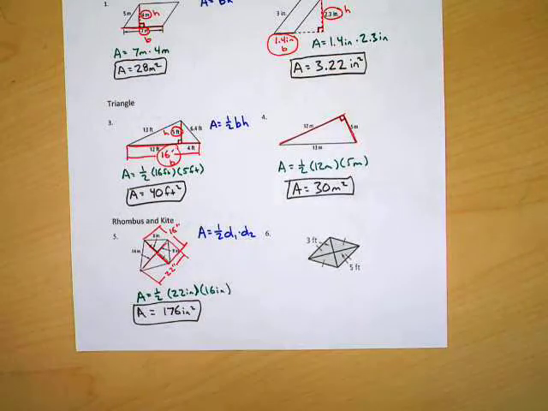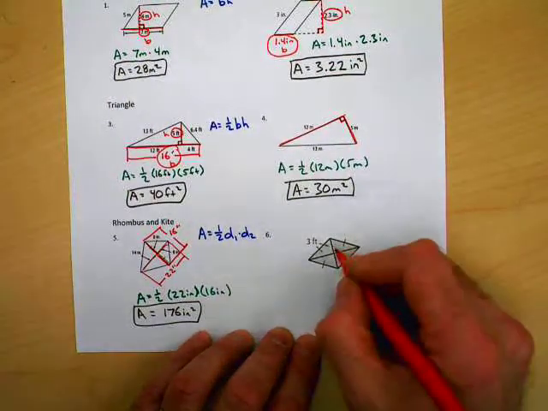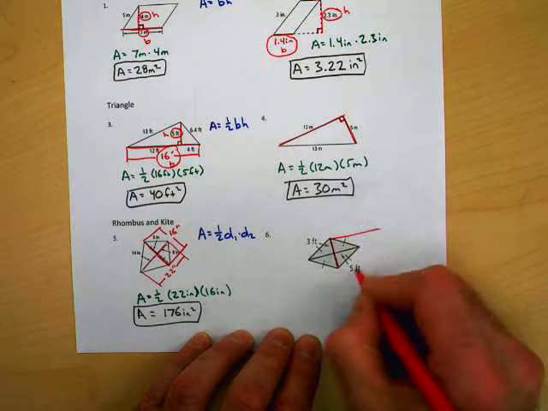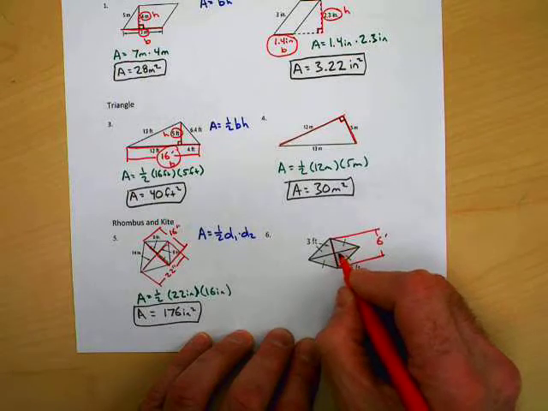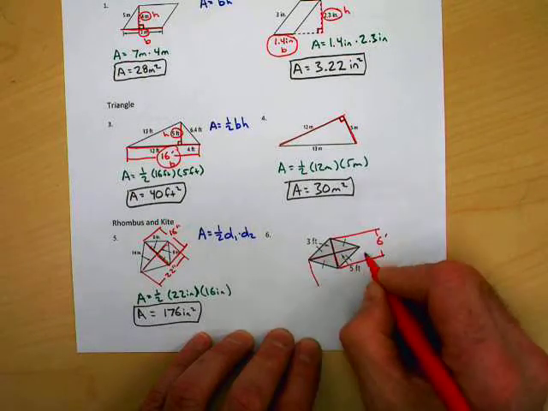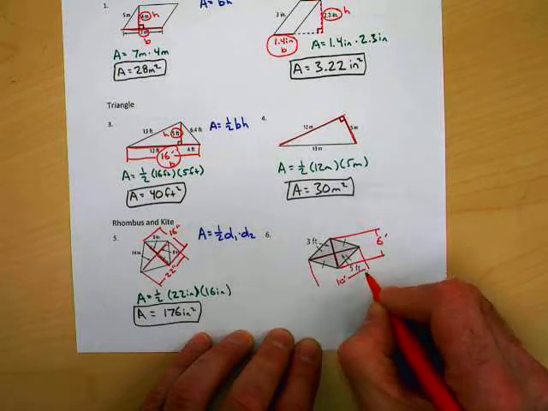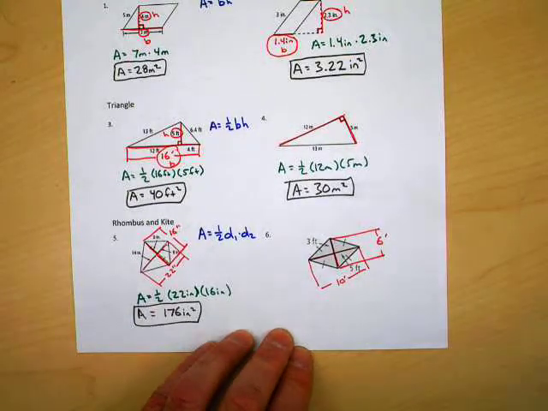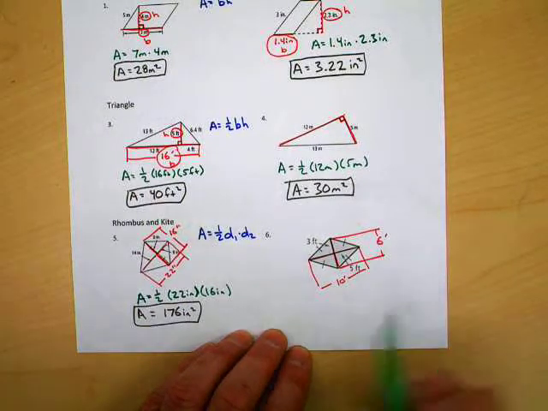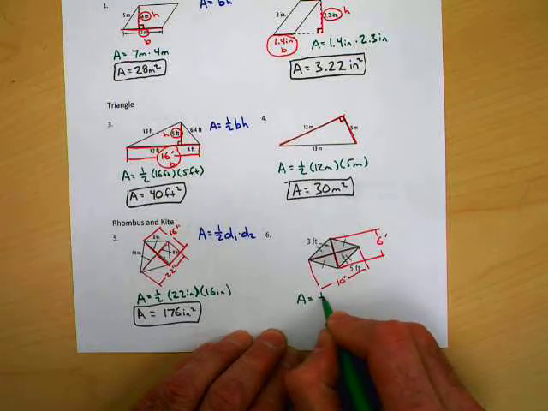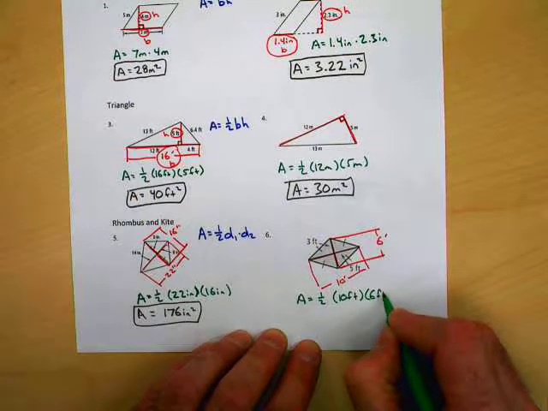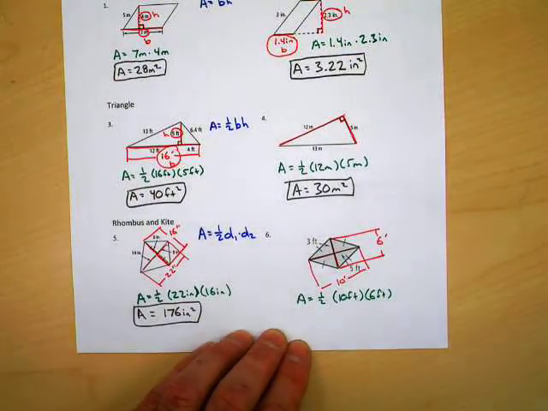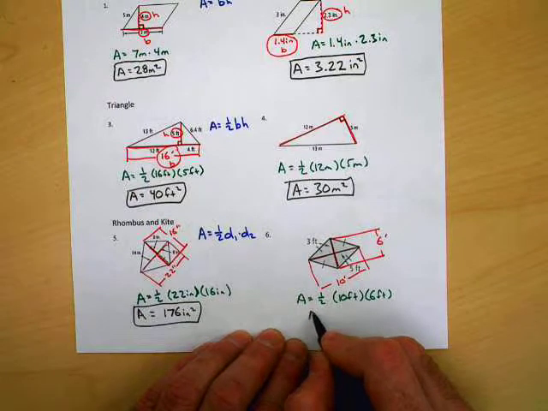Rhombus has the same formula, so I'm going to use that same formula. If this is 3, then this is 3. That makes 6 feet from there to there. And if that's 5 feet, that's going to be another 5 feet, so 10 feet as a diagonal. So the two diagonals measure 10 and 6 feet. When I plug those in, I get area equals 1/2 times 10 feet times 6 feet. Multiply that, you get 30 feet squared. So area equals 30 feet squared.